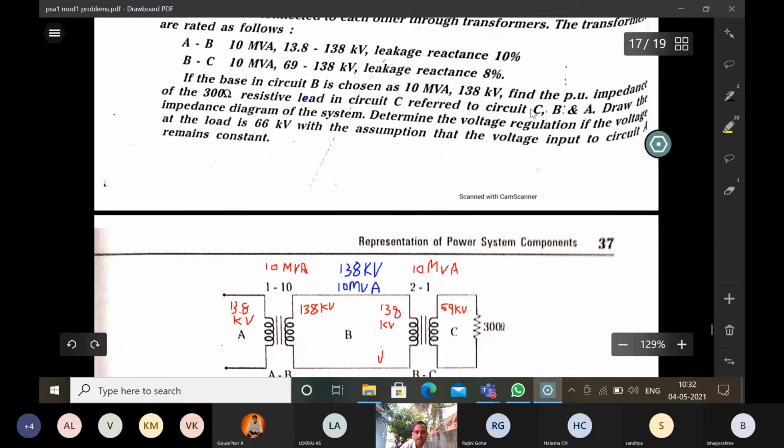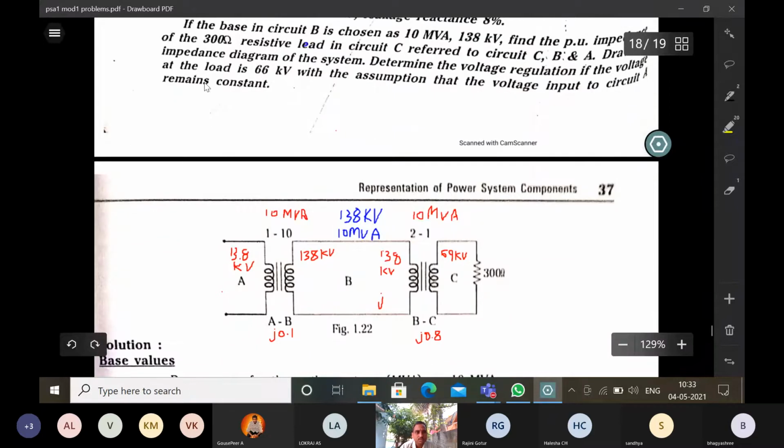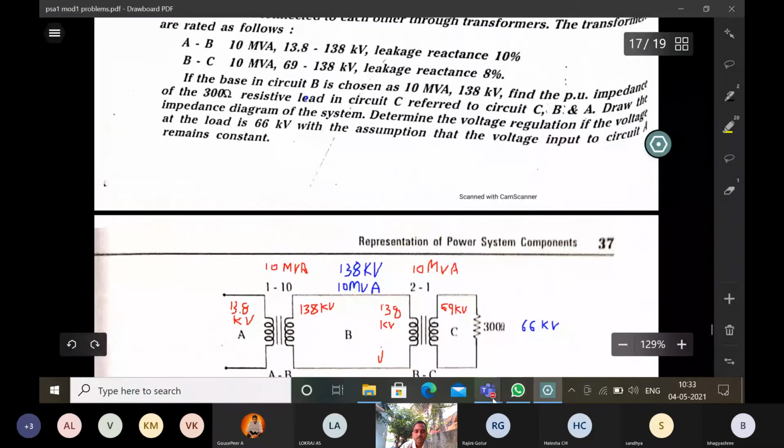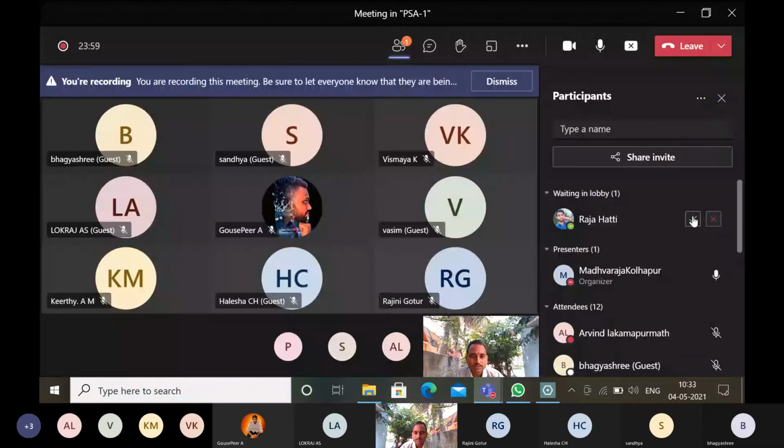Draw the impedance diagram and determine the voltage regulation if the voltage at the load is 66 kV. So the voltage across the load is 66 kV, but in this section the transformer secondary output is 69 kV, while the load terminal voltage is 66 kV. Have you understood the question?